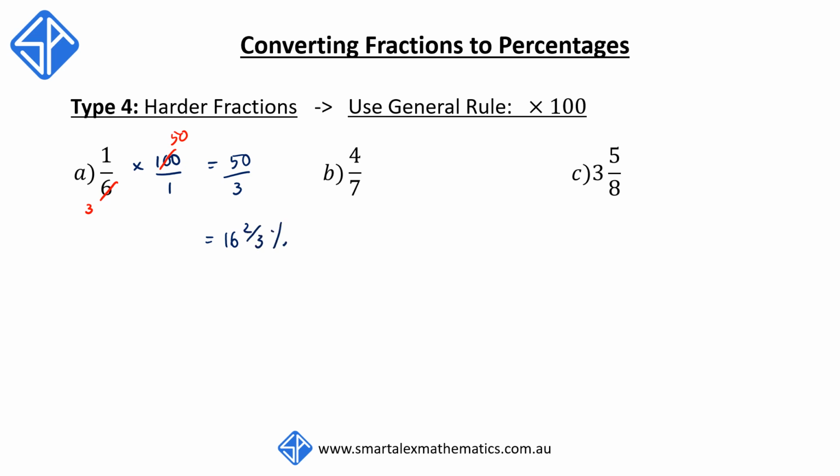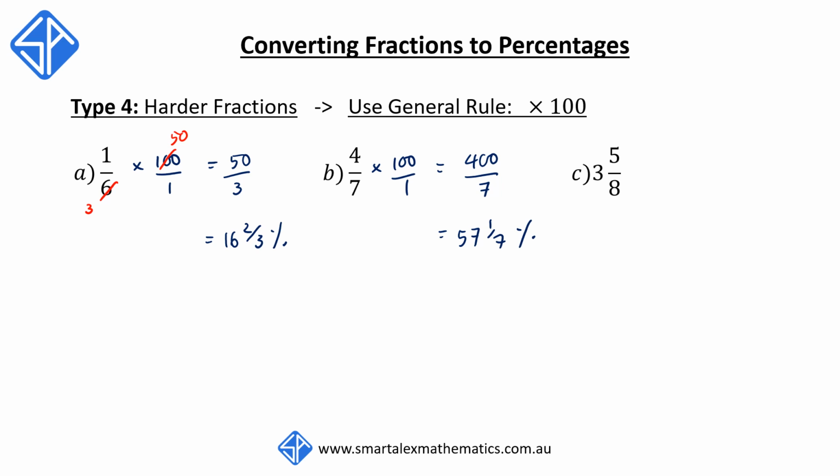So for B, 4/7, we do the same thing. Straight away multiply by 100 on 1. The 100 and the 7 don't cancel, nor does the 4 and the 1. So we multiply the top. 4 times 100 is 400. 7 times 1 is 7. 400 over 7 reduces to 57 and 1/7%.